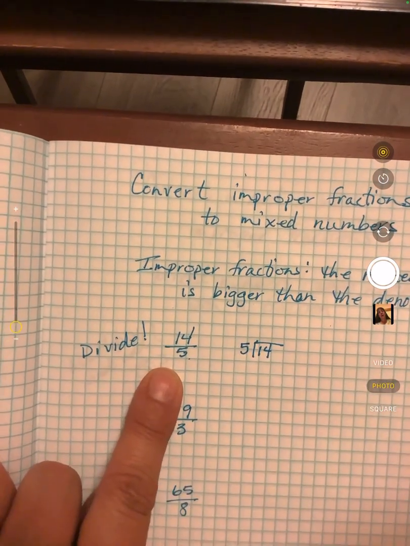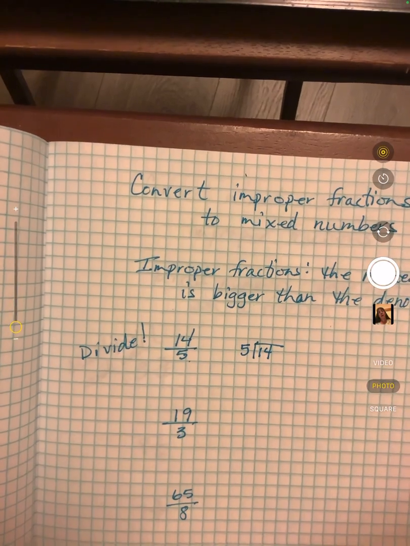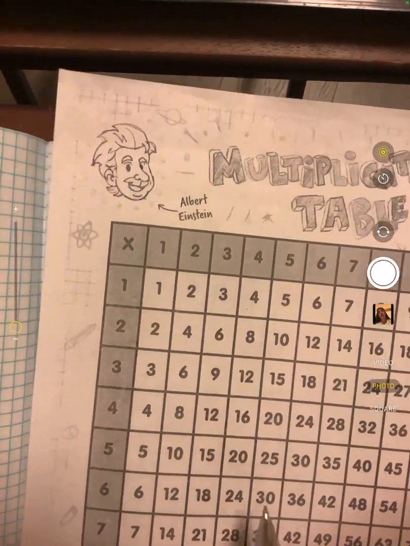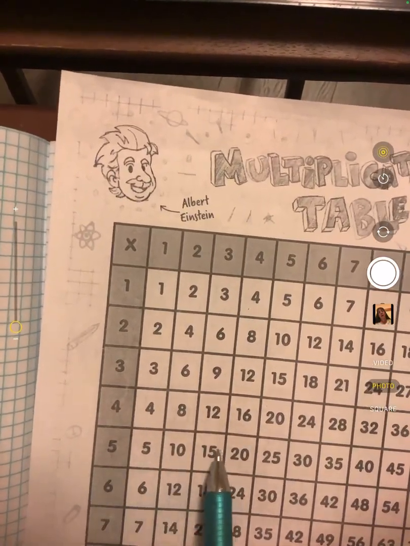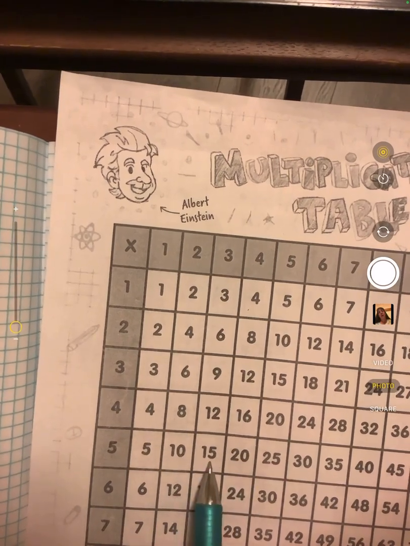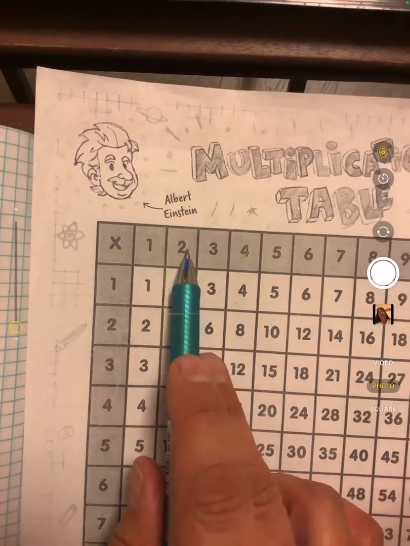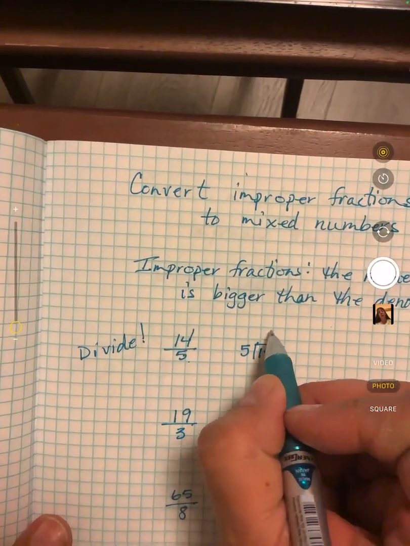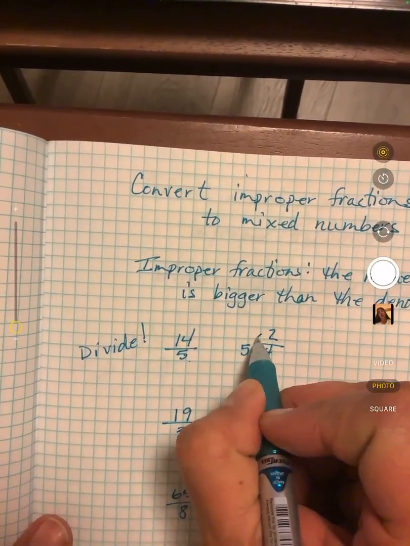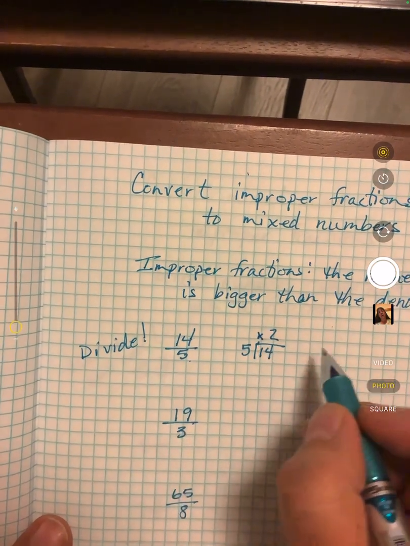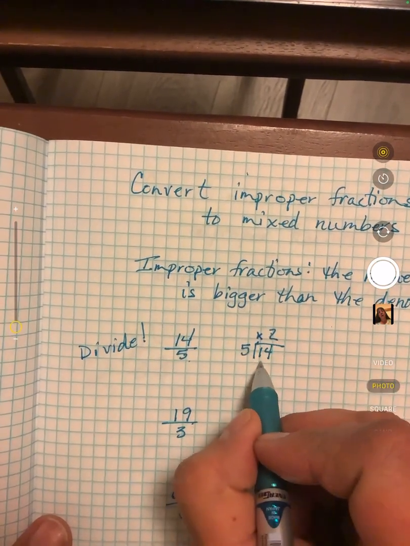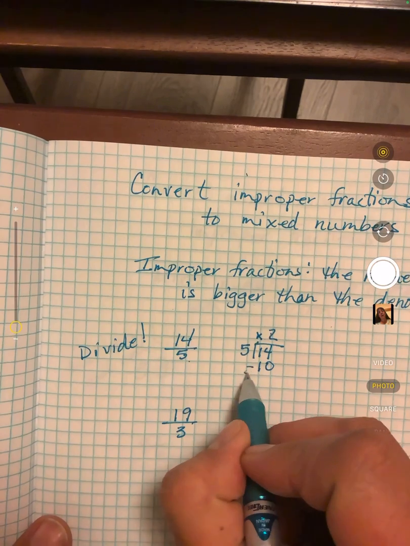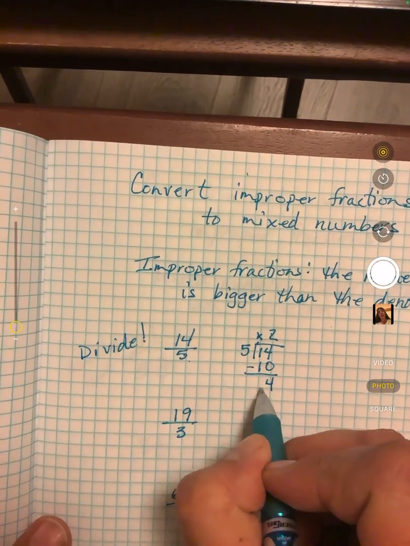Okay, so we have 14 divided by 5. So if I go to my 5s, 15 is too big. I only have 14. So I have to back it up to 2. You remember how we did this. Put your 2 above the 4. Then you multiply. 2 times 5 is 10. And then you subtract 4.